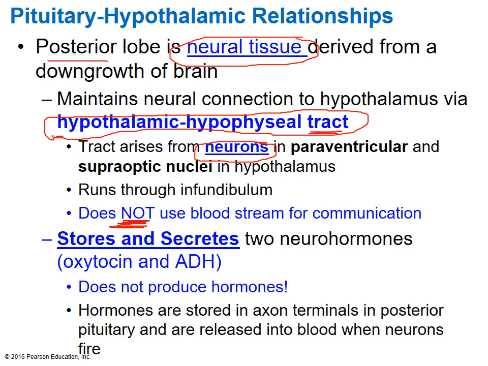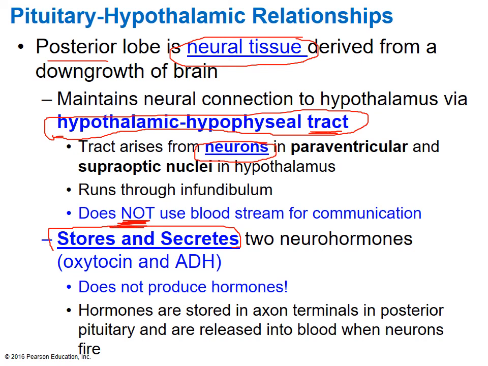And these hormones are going to be oxytocin and antidiuretic hormone. And in a little bit, we'll talk about their mechanism of action and what they contribute to the body. But for now, it's very important to notice that on the PowerPoint, what I wrote for you is that the storage and the secretion, meaning the release of the hormones, is done by the posterior pituitary gland.